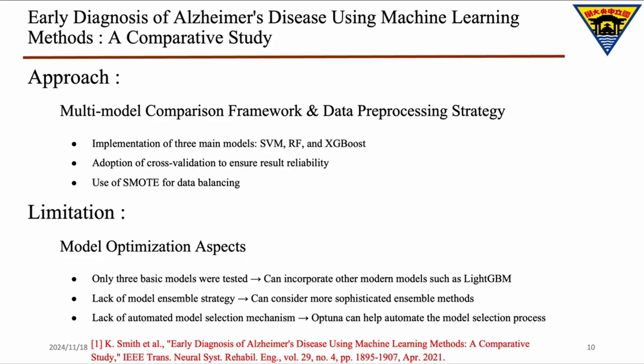Current research primarily employs three methods: support vector machine, random forest, and XGBoost. These methods use cross-validation to ensure reliability and SMOTE to address data imbalance. However, these studies have limitations. First, they only tested three basic models and lack model ensemble strategies. Finally, they lack an automated model selection mechanism. Therefore, we can consider more diverse models and ensemble methods, as well as introduce tools like Optuna for optimization.